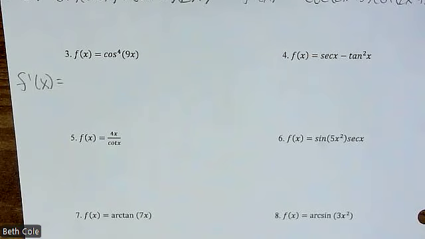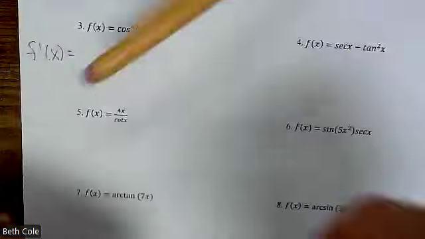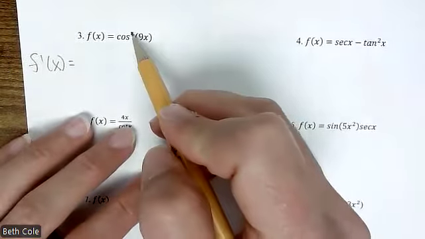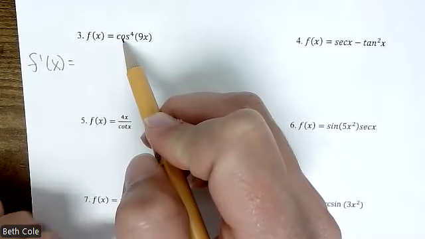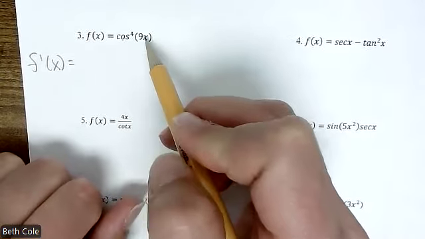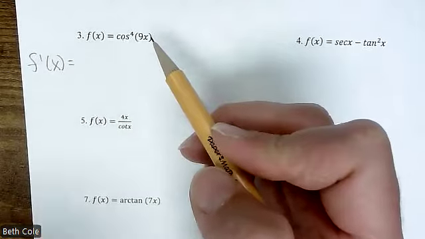The way I always think of this, do you ever watch a cartoon when you were little when a medium fish comes by and eats the smaller fish and then a big fish comes by and eats that one? It's like all links in a chain. That's what this is going to be. The most outside function is the 4th power. Inside of that is the cosine. And then inside of that is the 9x. So there's 3 functions going on.